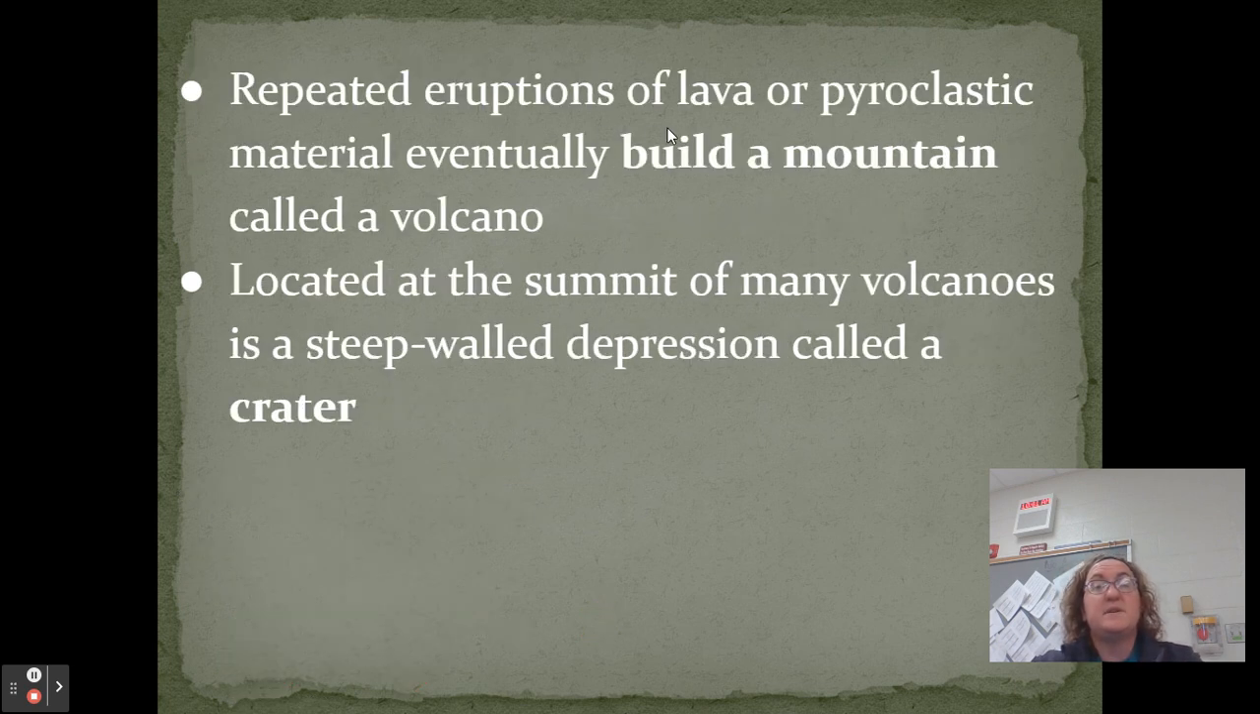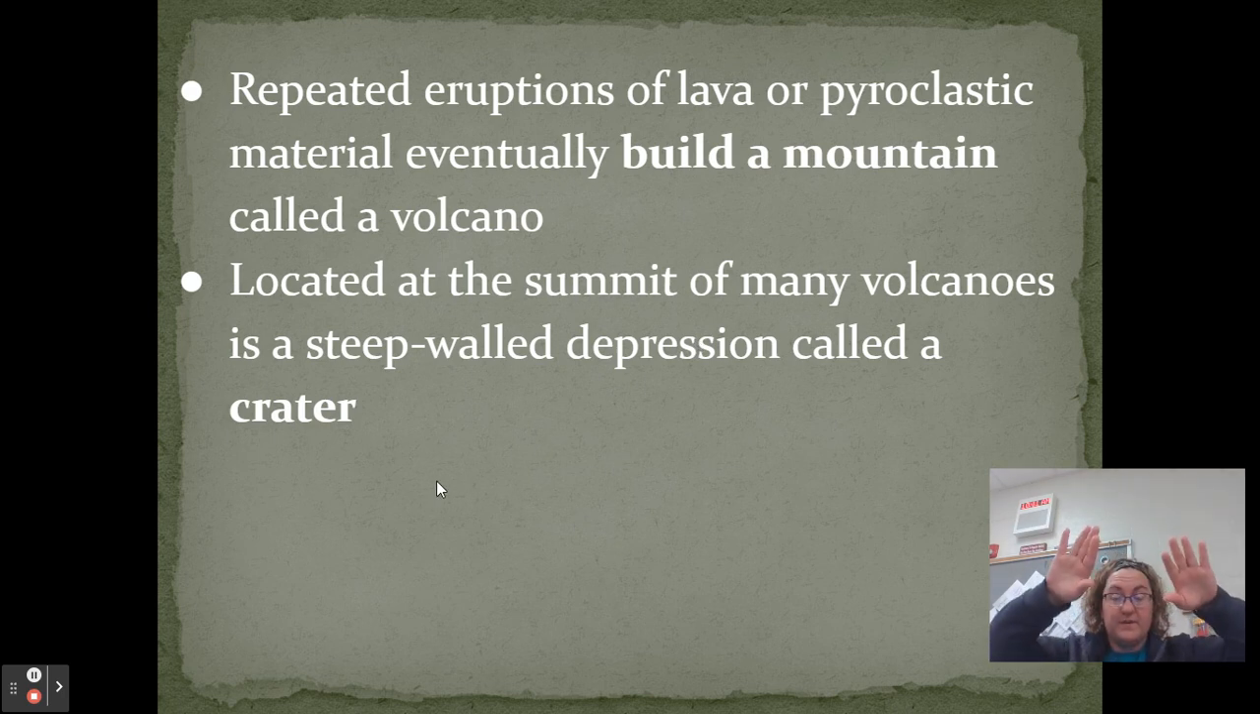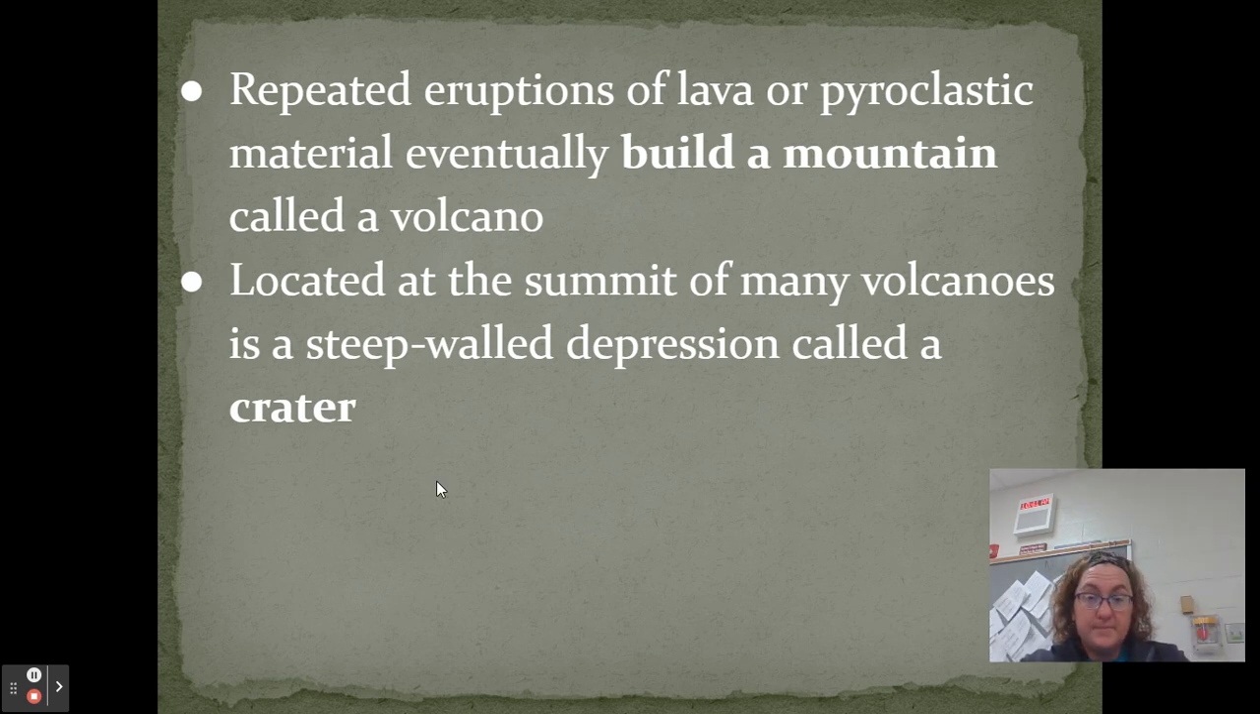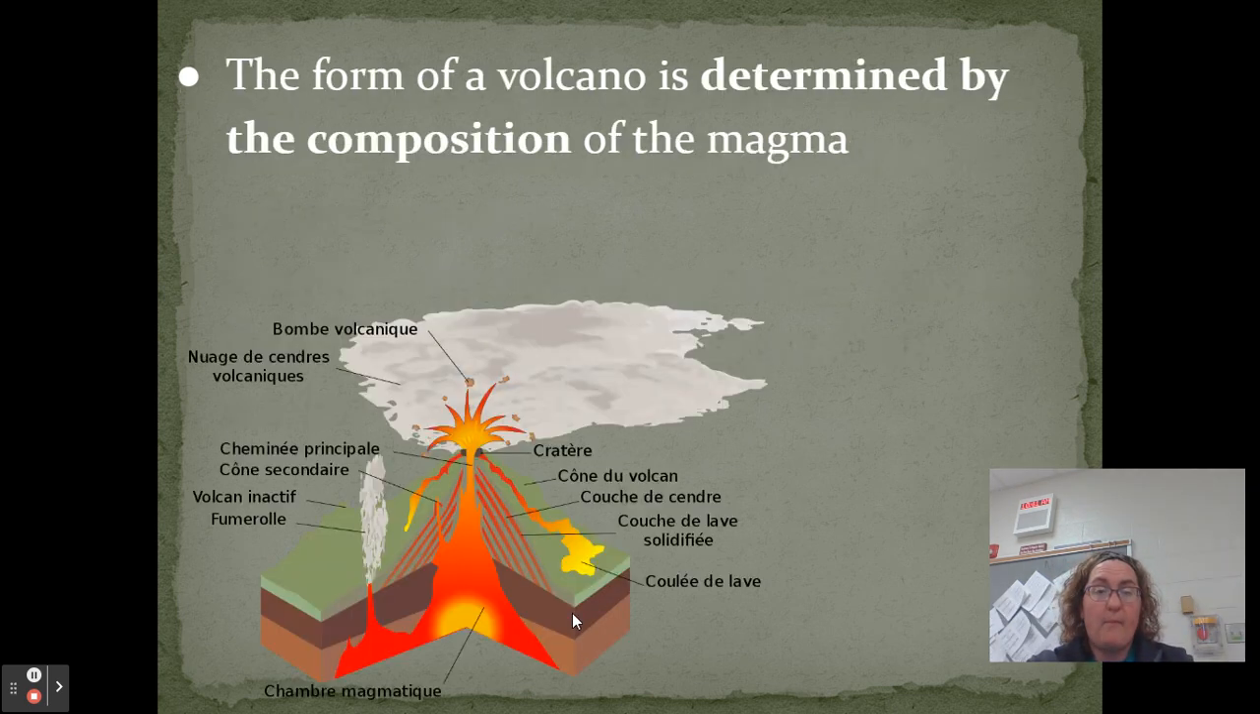So repeated eruptions of lava or pyroclastic materials eventually build mountains or volcanoes. And where the volcanoes are, there's often a little circular hole called a crater. The type of volcano is determined by the composition inside the magma. So not all volcanoes are the same. It depends on what type of material is underneath them.